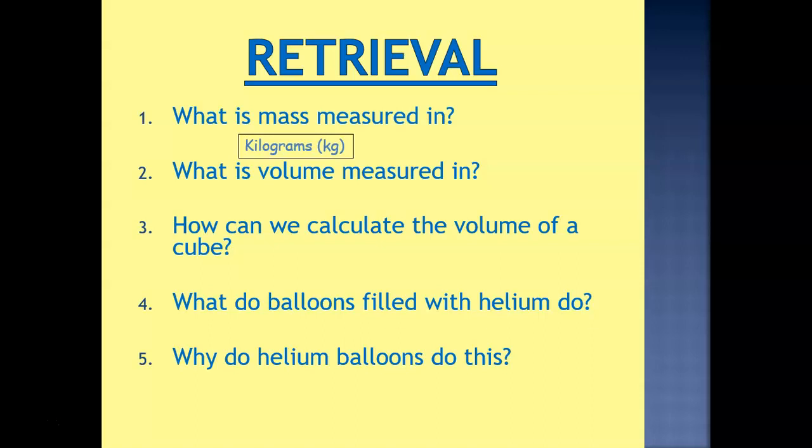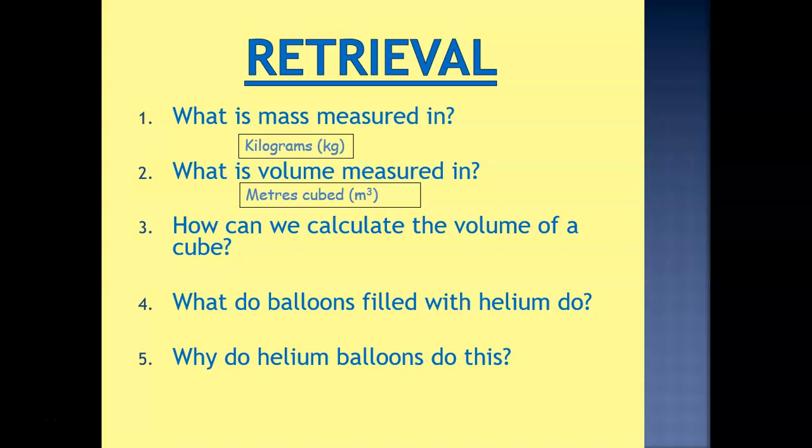Question 2, what's volume measured in? So volume is the amount of space something takes up, not the area, the full amount of 3D space something takes up. So as it's in 3 dimensions, it's measured in meters cubed, m with a small 3. Again, it may be centimeters cubed. Have a check of the question that you're doing.